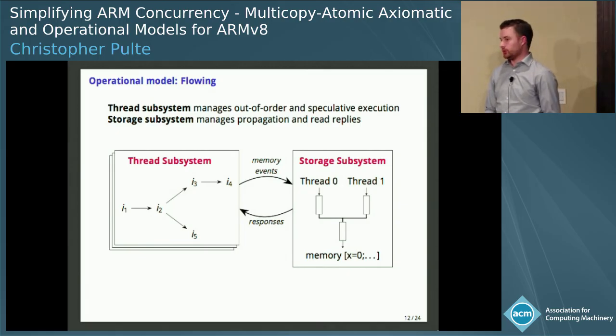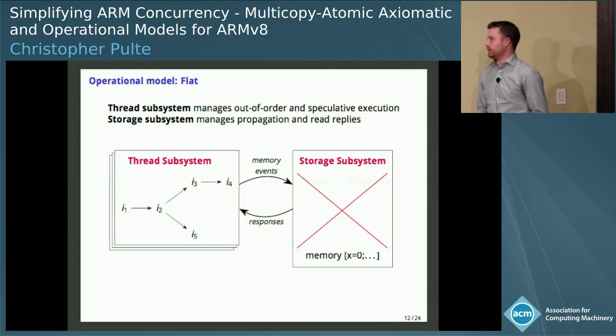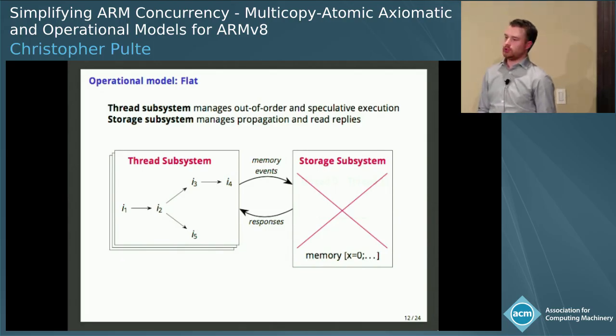But now in this multi-copy-atomic setting, propagating writes is simple. And so the new model that we call Flat, the new operational model, replaces this storage subsystem by a simple flat memory, basically an array or a mapping from address to values, because all of the remaining relaxed behavior can be explained in terms of the parallel composition of the threads. And we had to slightly adapt the thread subsystem to make this true.